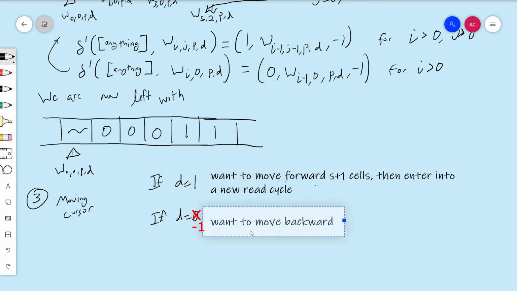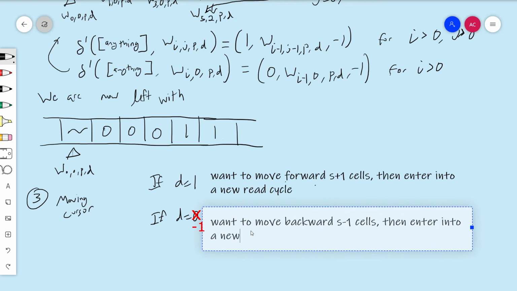Now I end the right cycle. If I'm needing to move, I always end in the last cell of the previous simulated cell. So I need to move backward actually less than before. So how many is that? Well, I think it's S minus 1 cells. Yeah, need to move backward S minus 1 cells, then enter into a new read cycle. If I move S minus 1 cells, then that'll put me in the place that I want to be.